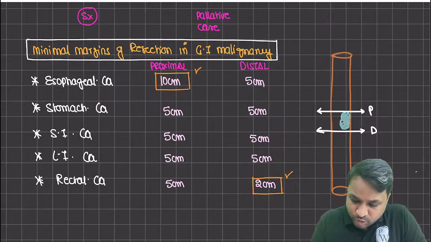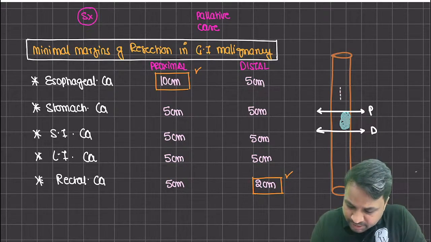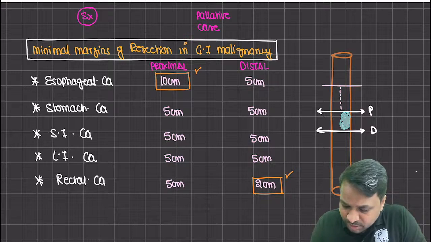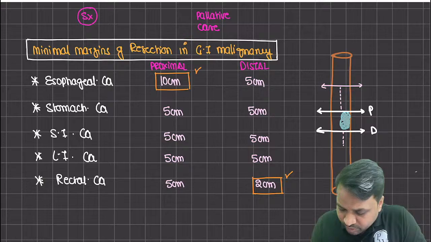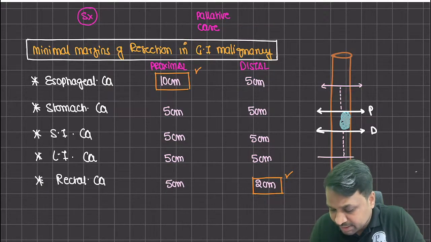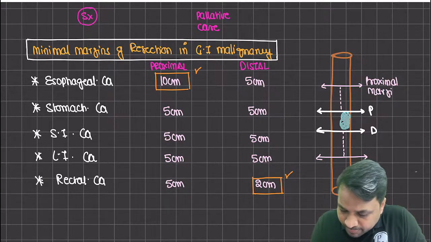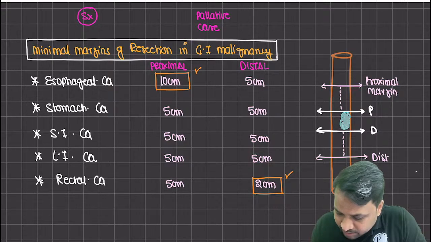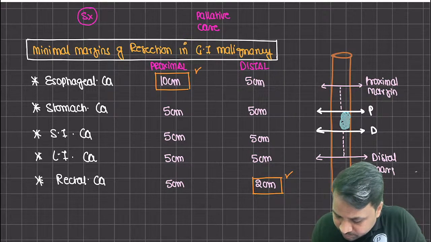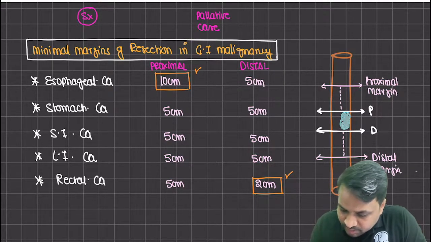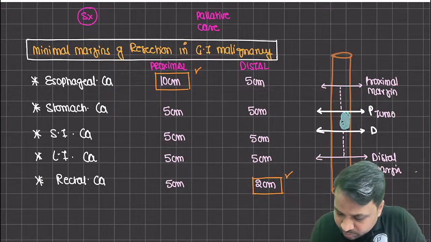So whatever you remove from the proximal extent will be called the proximal margin. If you remove this, this is what we call the proximal margin, and whatever you remove from the distal end, this is what we call the distal margin. So this is the proximal margin, and this is the distal margin. This is the proximal end of the tumor. This is the distal end of the tumor.